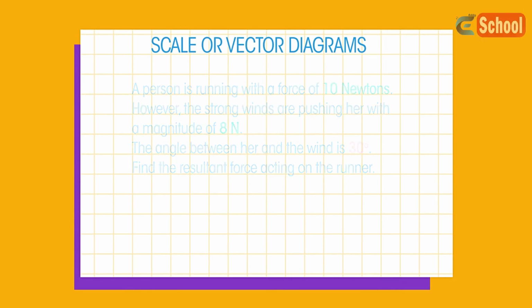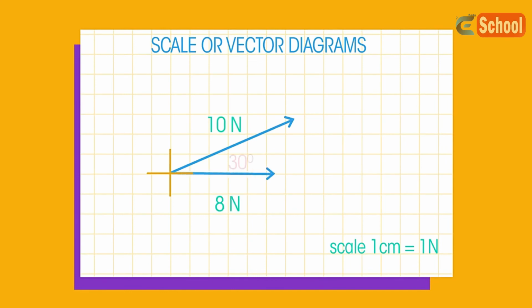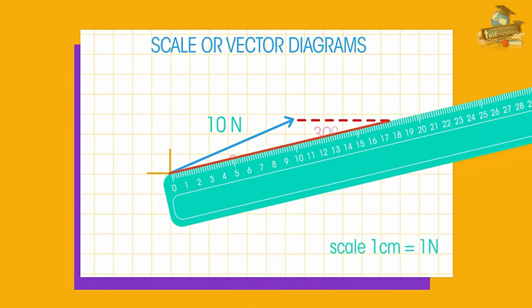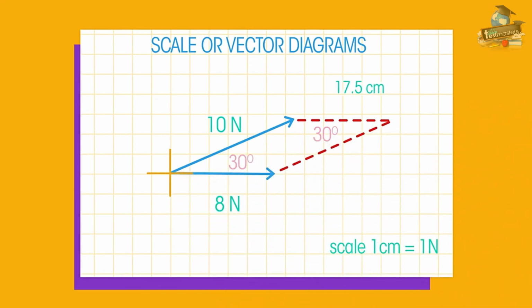Step 1. Decide on sensible units. 1 centimeter equals 1 newton. Draw the first force. Step 2. Draw the second force at the correct angle. Step 3. Connect the lines by drawing a parallelogram. Step 4. Measure the line from the start to the opposite corner. Use your scale to work out the magnitude of the force. For example, 17 centimeters equals a resultant force of 17 newtons.